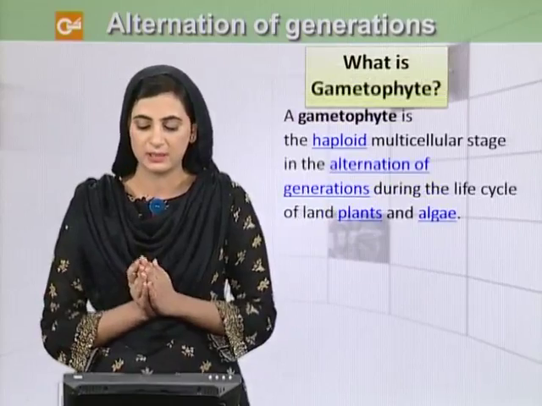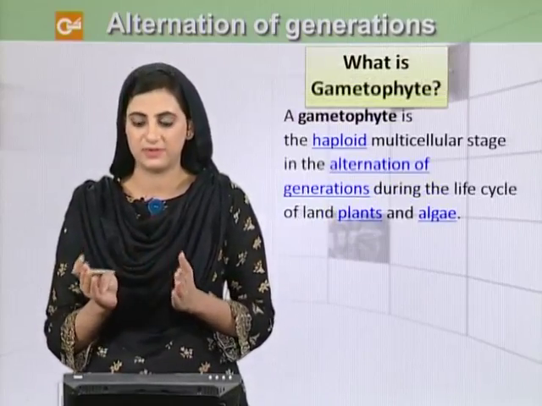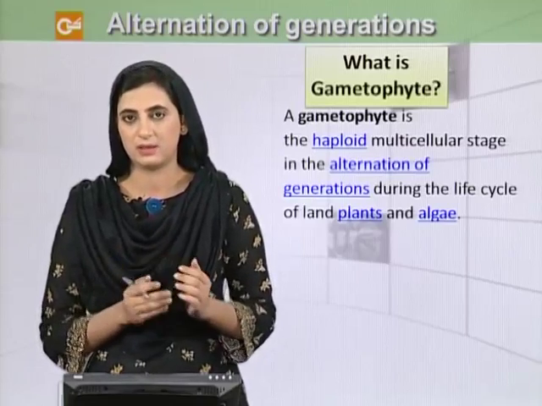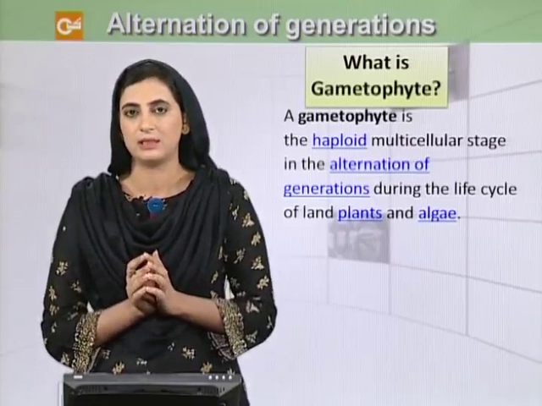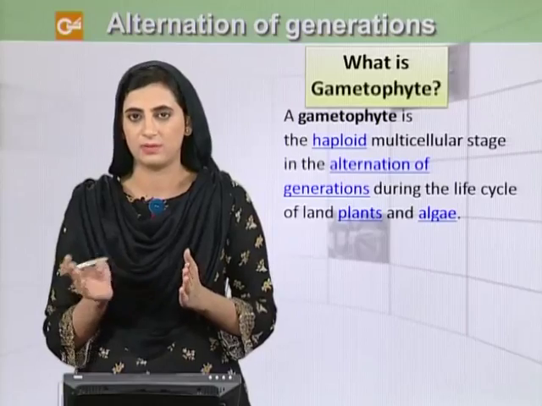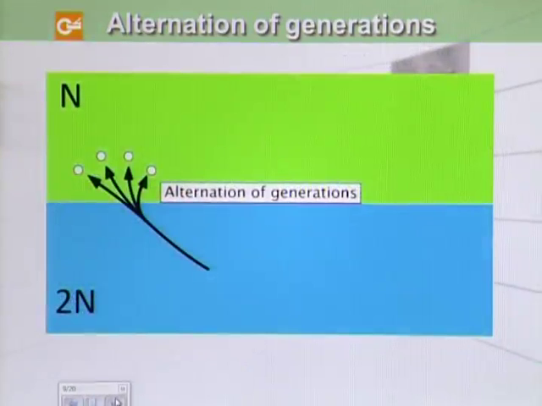And gametophyte is the haploid multicellular stage in the alternation of generations during the life cycle of land plants and algae. We will see when we study the cycle that the sporophyte actually produces gametophytes, and these are n in number. So we will see here that spores are produced by the meiosis process. Here you can see the spores.